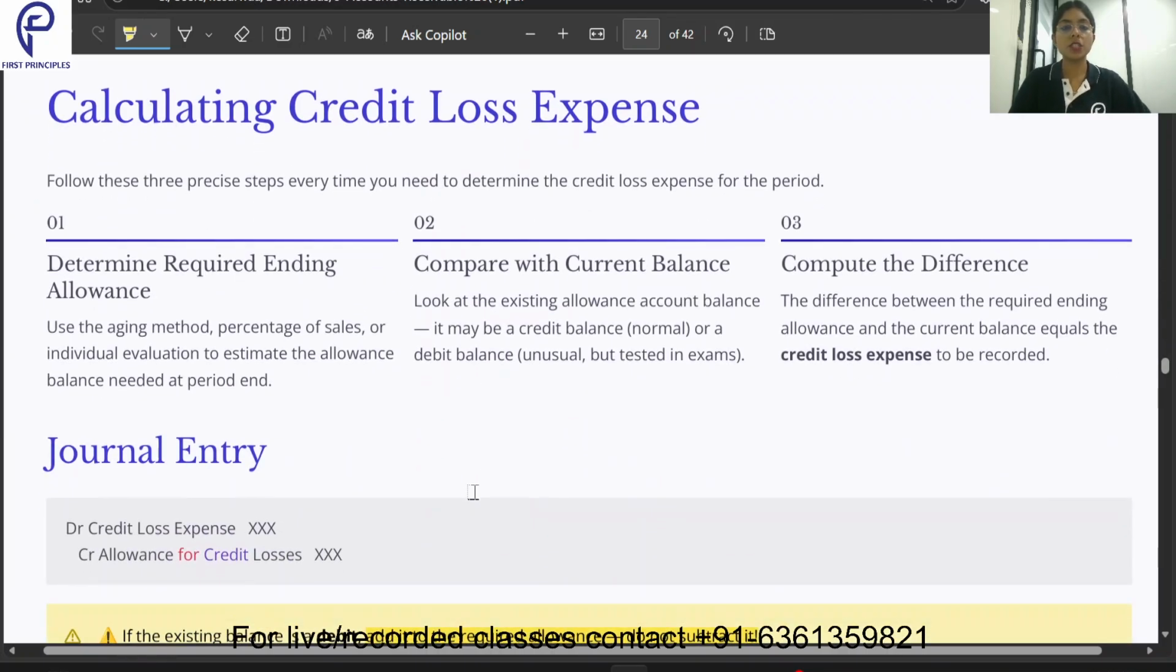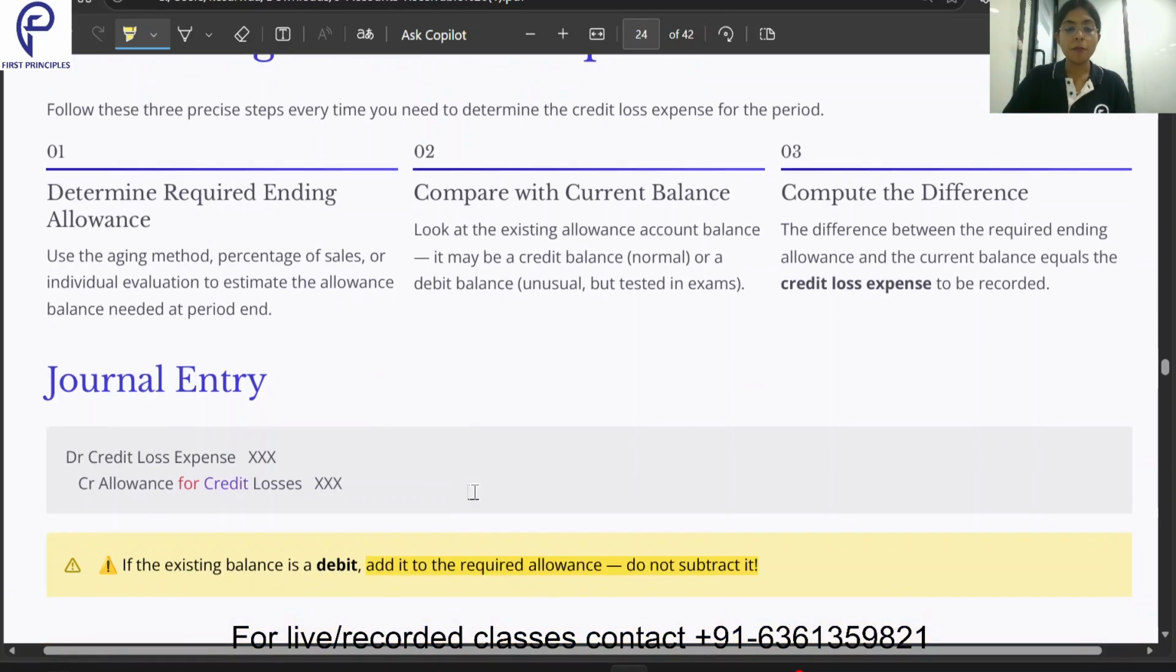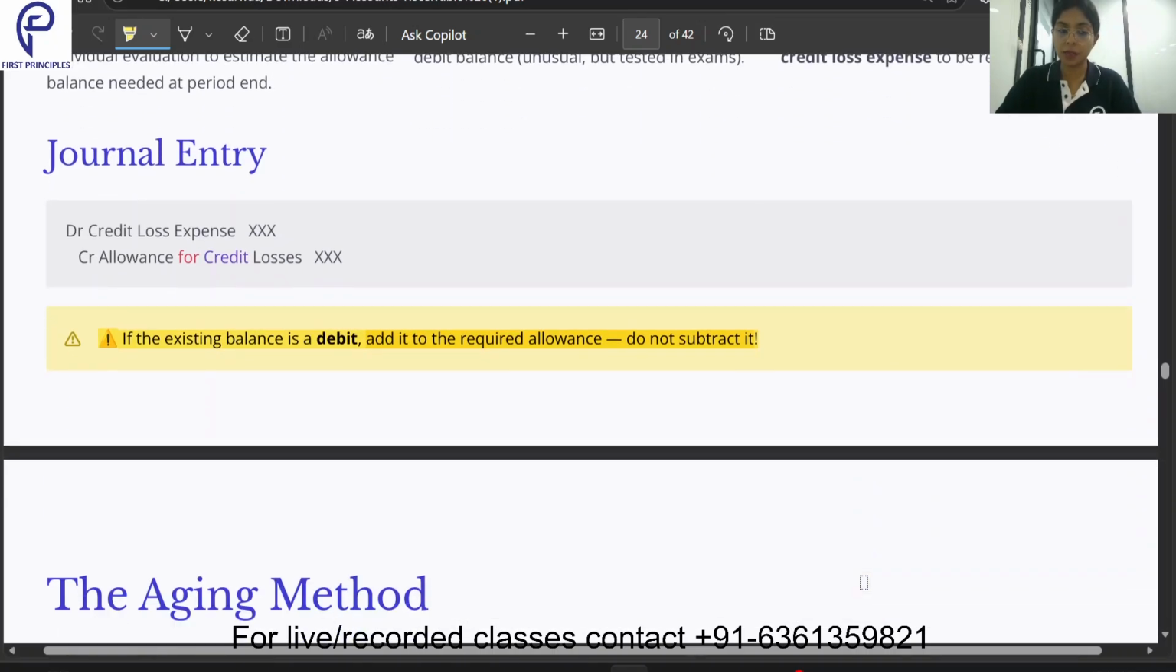So again, this is just a repetition of how the credit loss expense is calculated. We determine what my ending allowance balance should be, then we compare it with the current balance. If the current balance is lesser, then, whether it is a credit balance or a debit balance, we do the treatment accordingly, as we have discussed in the example, and we compute the difference, and that difference will be termed as the credit loss expense. And what is the journal entry? Debit credit loss expense, credit allowance for credit losses. Then if the existing balance is a debit, add it to the required allowance and do not subtract it. We have already seen this in our example in the word file. So again, this is a repetition of the same thing.